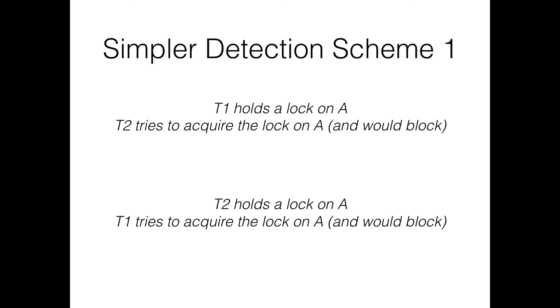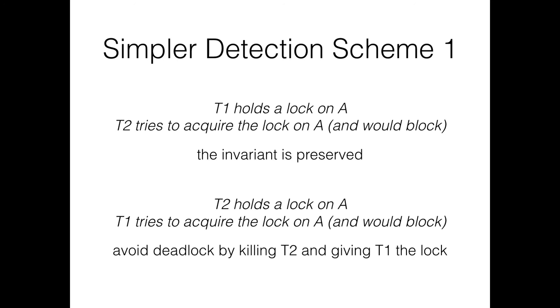The younger transaction is allowed to block on the older transaction, but if the older transaction wants to come in and take the lock, then we want to kill one of those two. And in order to do that, we want to preserve fairness. We want to make sure that transaction 1 is allowed to complete. And in order to do that, we can avoid deadlock by killing the younger transaction and transferring the lock to the older transaction. And this is known as the wound-wait protocol.